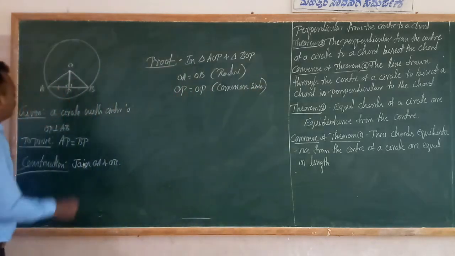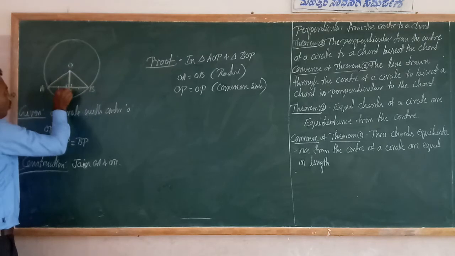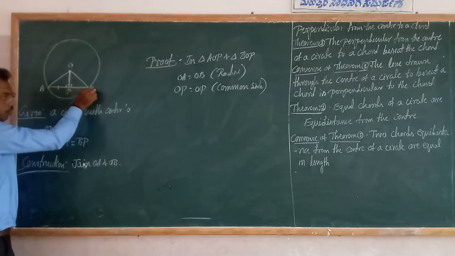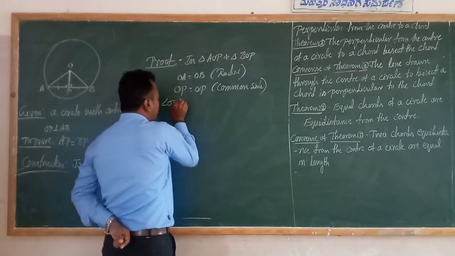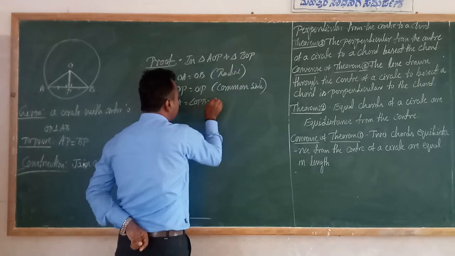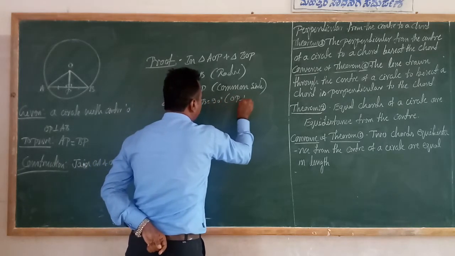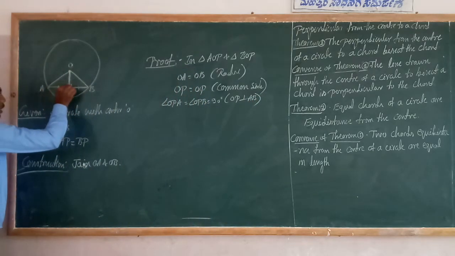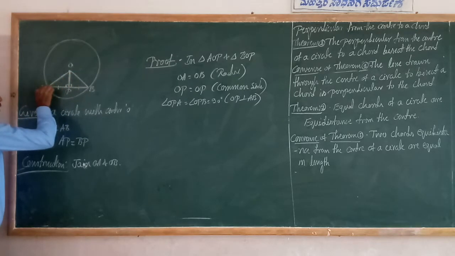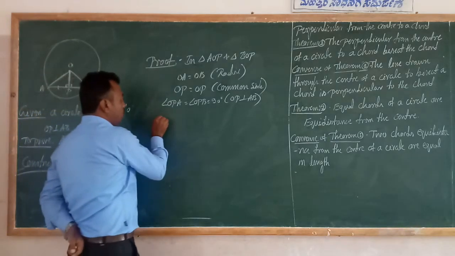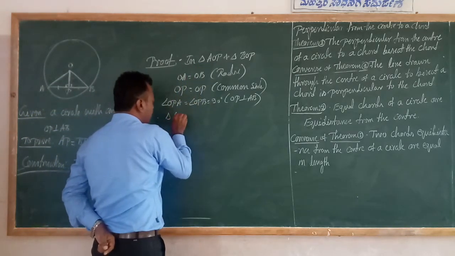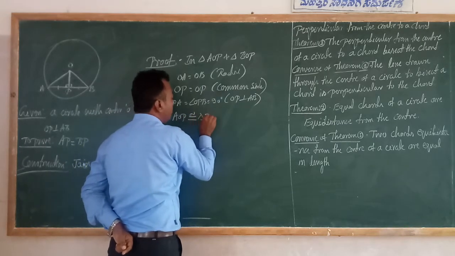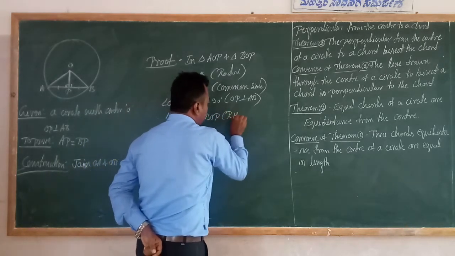Next, angle OPA is equal to angle OPB because of 90 degrees, because OP is perpendicular to AB. That's why these two angles are 90 degrees. See, this is a 90 degree angle, this is the hypotenuse opposite the right angle, and this is one side. Therefore, the RHS condition. Therefore, triangle AOP is congruent to triangle BOP by RHS congruence.